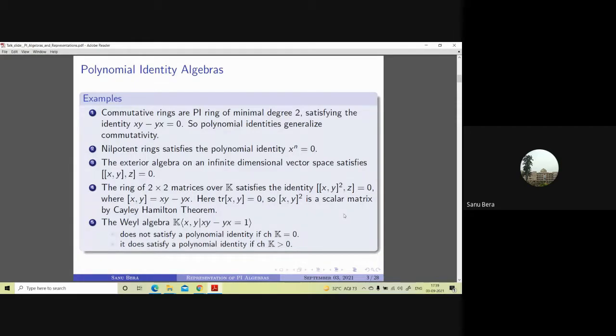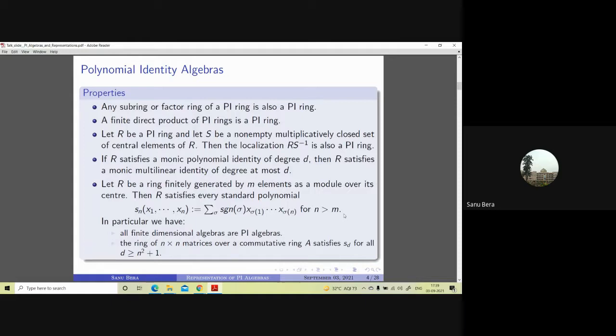One basic thing is that the characteristic differs the center of that algebra. For characteristic 0, the center will be only K, and when the characteristic is positive, there are more elements in the center. Next, I will discuss a few properties of polynomial identity algebras, which help us to construct new polynomial identity algebras from older ones. But for a given algebra, checking whether it is polynomial identity or not is very much non-trivial.